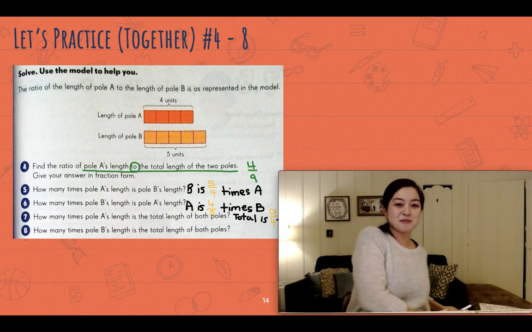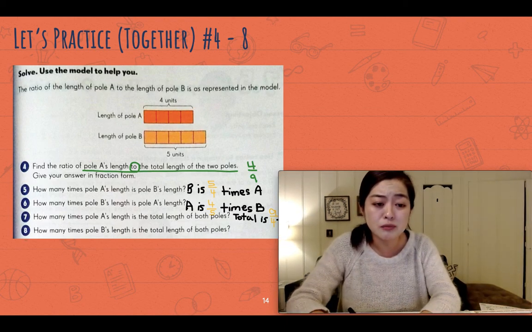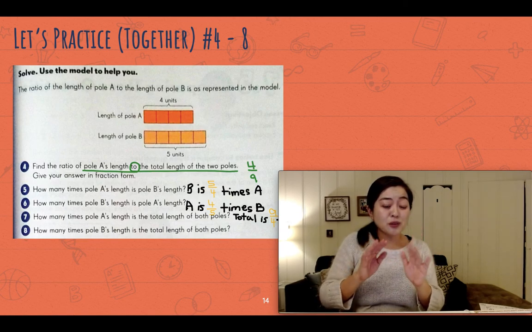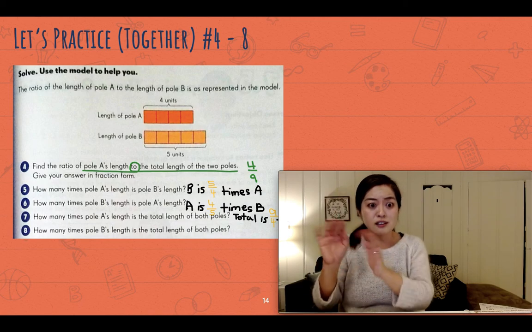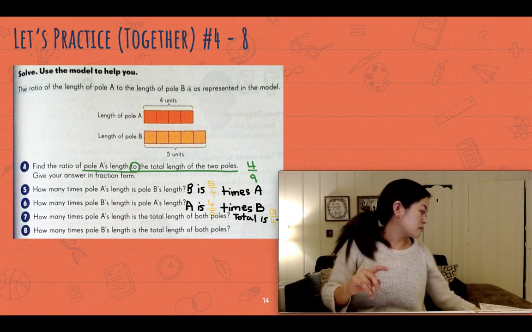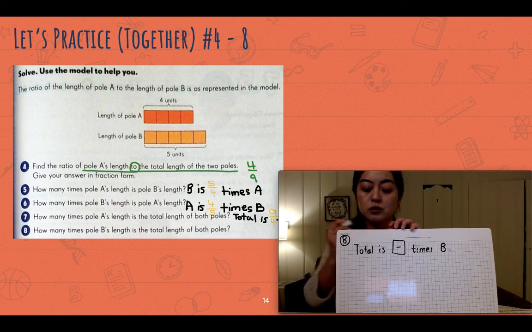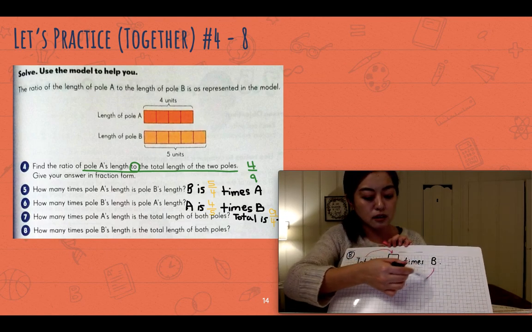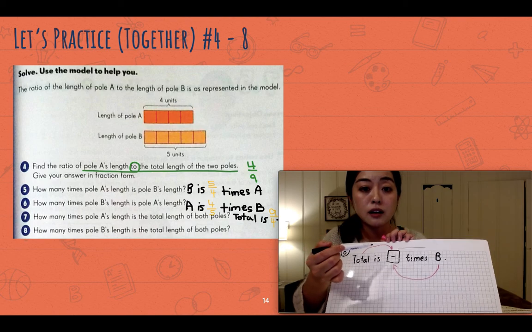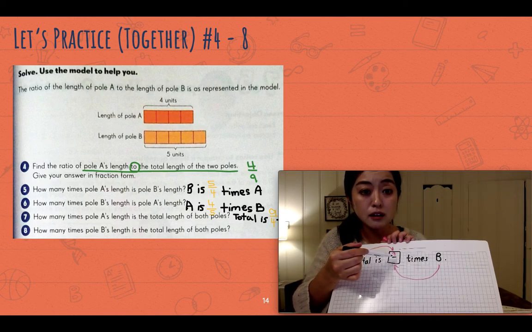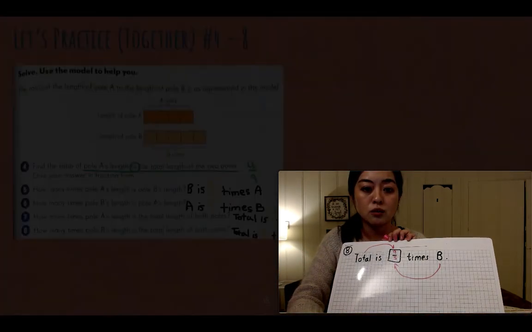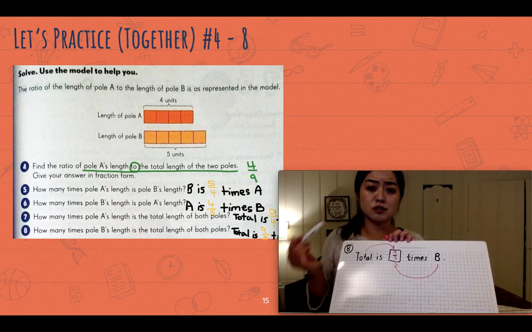All right, let's look at number 8. Okay, how many times pole B's length is the total length of both poles? All right, so how would we answer this? We'll start our answer off as the total length is a fraction times B, okay? So, yeah, this is how I would word it, okay? And I know that total has to go here in the numerator, and B has to go here in the denominator, and the total is 9, and then B is 5, okay? So the total is 9/5 times B, which is what it says behind my video screen. All right.